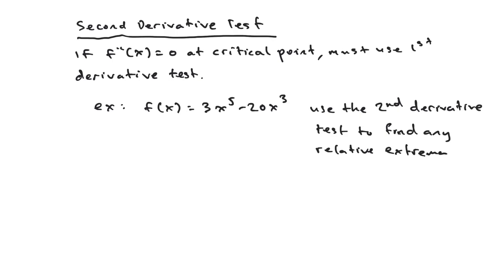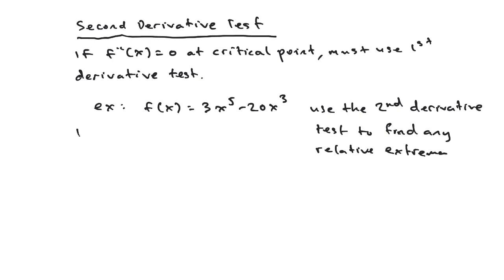Okay, so in this video we're going to look at the second derivative test in a case where f double prime of x equals 0 at a critical point, and in that case we're going to have to go back to use the first derivative test. So let's say, for example, we have f of x equals 3x to the fifth minus 20x cubed, and we want to use the second derivative test to find any relative extrema.